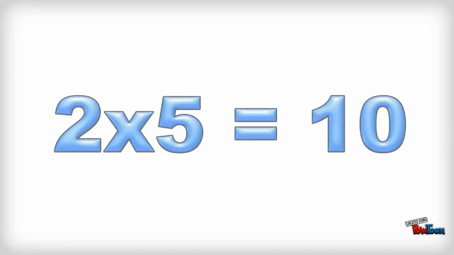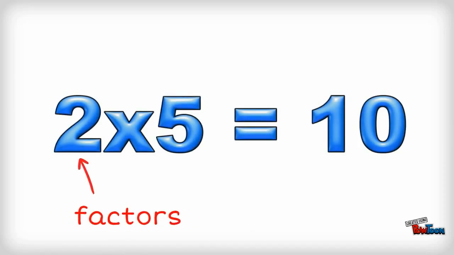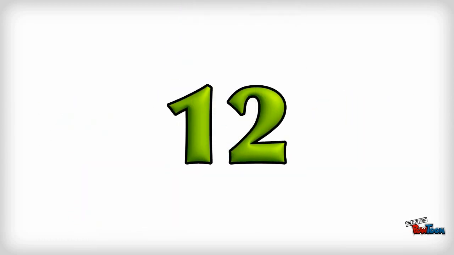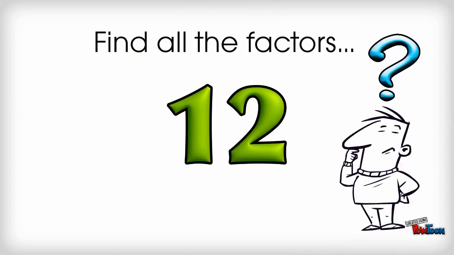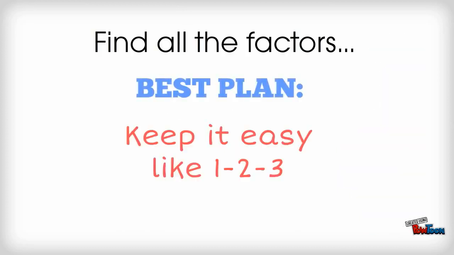So in this example, 2 times 5 is 10. The factors are 2 and 5. You will often be given a number and told to list all its factors. Well, you could just think of any numbers that multiply together to give 12 in this example, but a better plan is to use the same simple way every time.